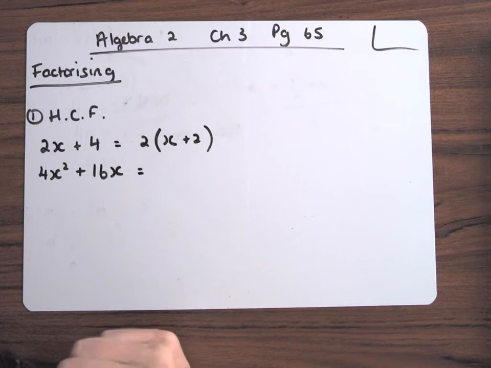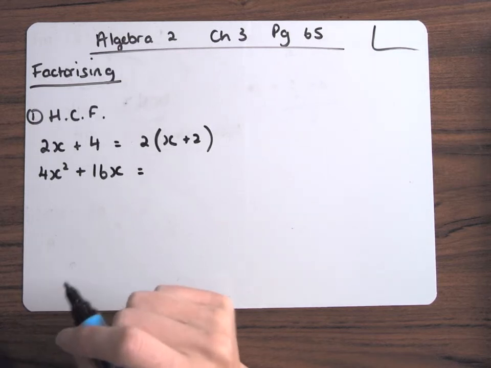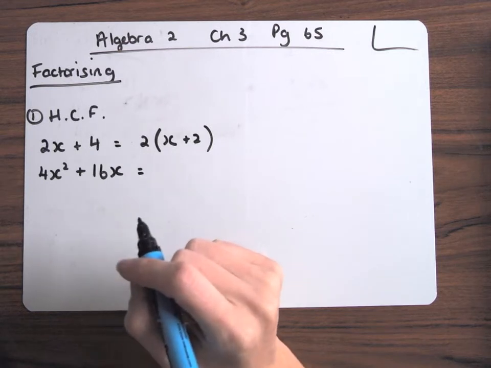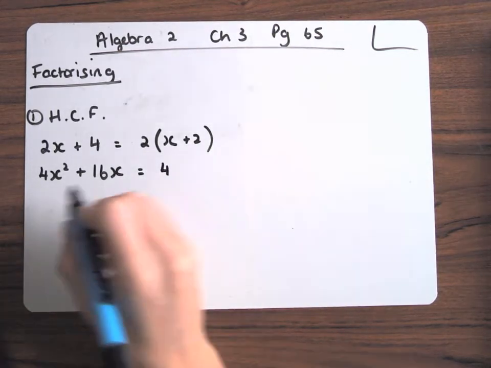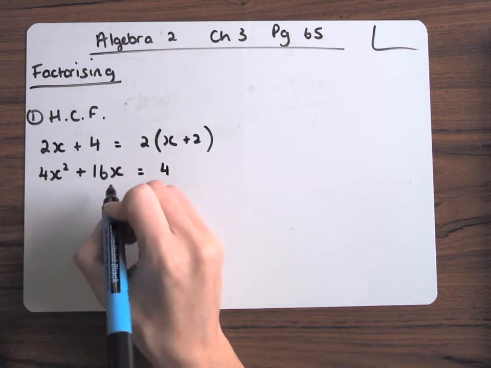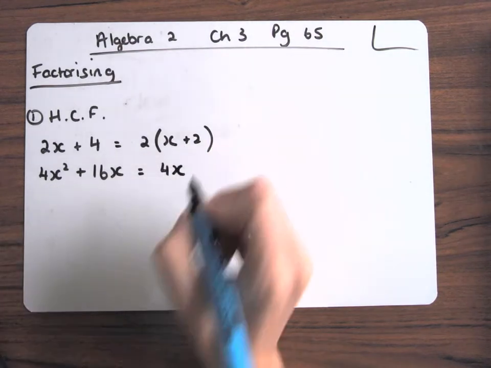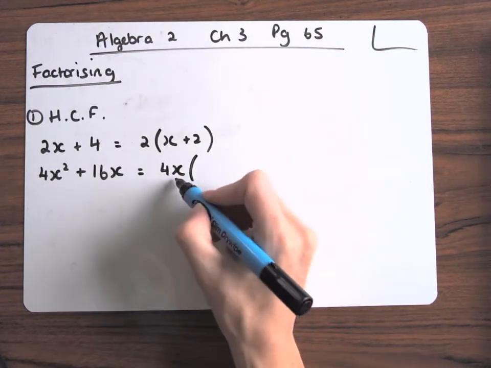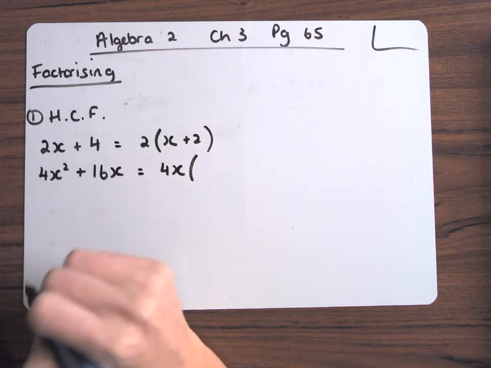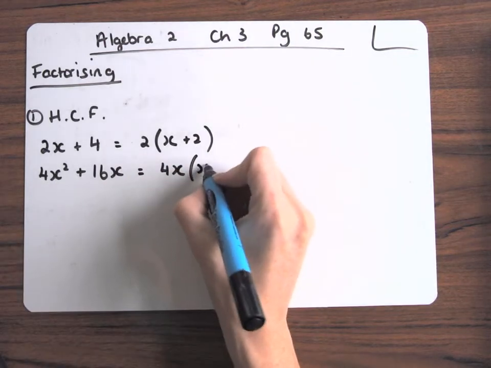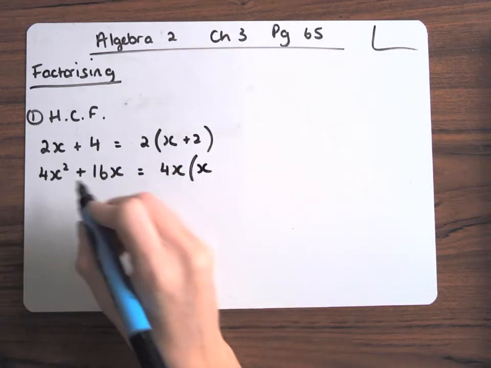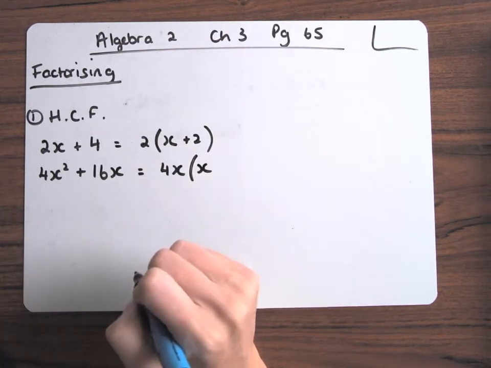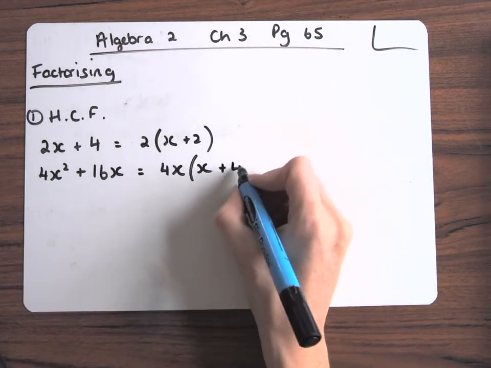Okay, the next one. 4x squared plus 16x. What's the highest number that goes into 4 and 16? 4 is the highest. And what letter goes into x squared and x? X. 4x is common. Okay? So, 4x by what gives me 4x squared? X. Very good. 4x by x gives me 4x squared. And 4x by what gives me 16x? 4. Brilliant.